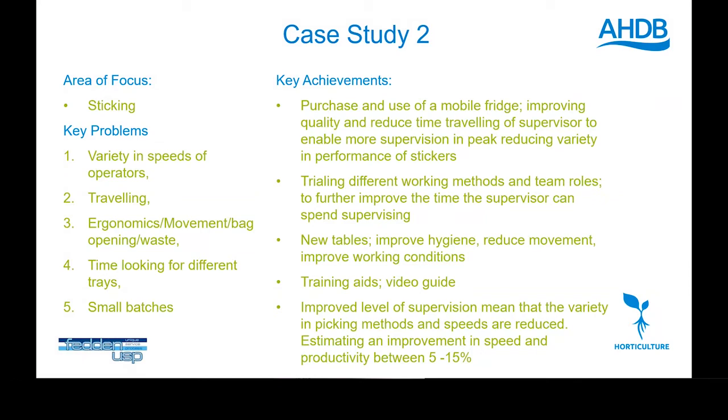So we're looking at the differences between the quick and the slow individuals, and the amount of travelling that was involved in the operation. In particular, you can see on the key achievements there, we actually justified and purchased a fridge so they could keep the cuttings closer to where they were working. Previously, we were having to walk the full length of the nursery itself to a very large fridge to get the cuttings. And what we actually persuaded the management team to do was to look at getting a smaller fridge so they could locate that closer to the lines just to reduce down the amount of travelling.